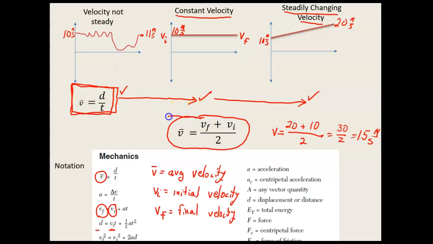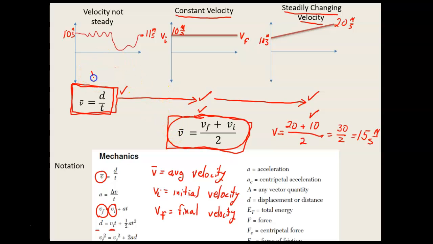This way of calculating average velocity only applies to constant velocity here and steadily changing velocity here. This formula would not be appropriate to use if the velocity was changing in a non-linear fashion as the object was moving. Okay, so just want to kind of highlight that.